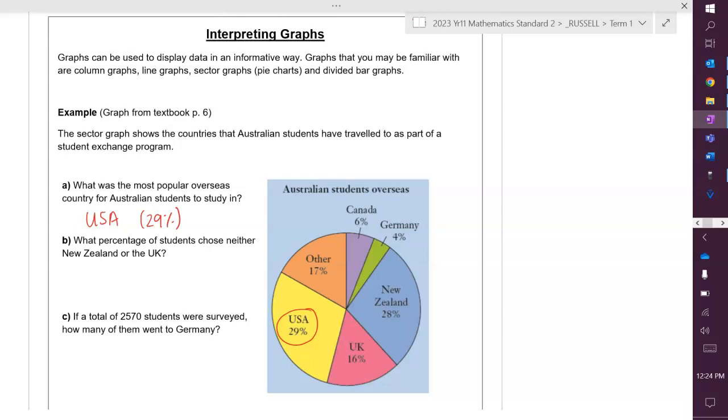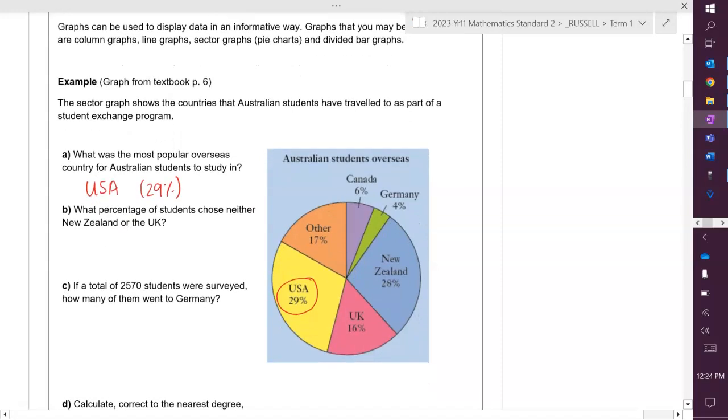B, what percentage of students chose neither New Zealand or the UK? There are two ways in which you can do this. You can add together New Zealand, which is 28, and the UK, which is 16, to give you 44, and then subtract that from 100. Or you could work out straight away 100 minus 28 minus 16 to give you 56% as well.